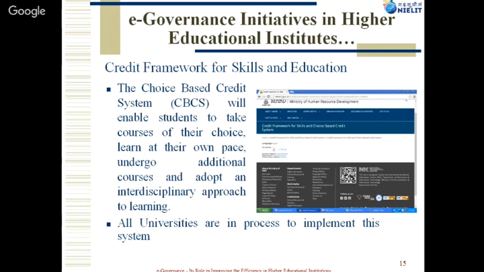Another initiative that is very popular nowadays is the choice-based credit system. It enables students to take courses of their choice, learn at their own pace, undergo additional courses, and adopt an interdisciplinary approach to learning. So flexibility is given as compared to the traditional rigid education system. All universities are in the process nowadays of implementing this choice-based credit system.